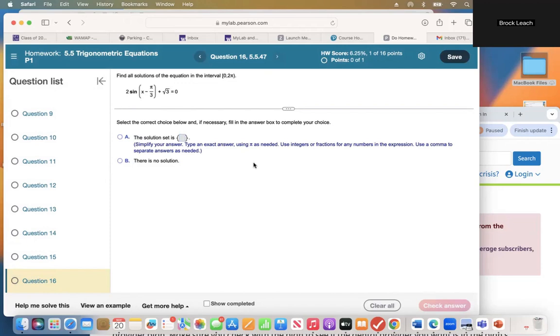Okay, this one's a little more difficult, isn't it? Okay, so let's first, and we only need to give the interval 0 to 2 pi. If I subtract pi/3 and then divide by 2, we easily see that this is going to morph into the sine of x minus pi/3 equals negative square root of 3, because I have to subtract the root of 3 to the other side and then divide by 2, so -√3/2. Does everybody see how I got to this place?